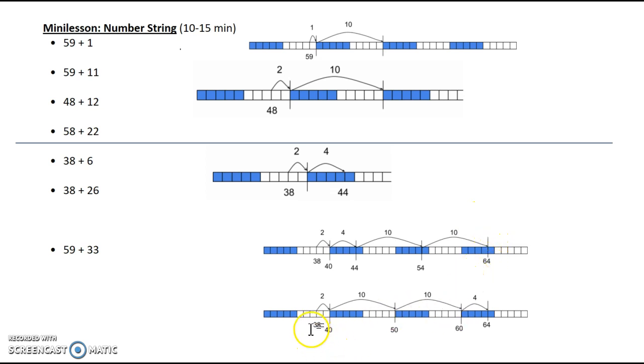An alternate way to consider this is starting at 38, making a leap of 2 to get to 40, then make your decade jump. So 10 to 50, 10 to 60, and then add on the 4 more. So here you're splitting the 6 up in the beginning of the problem and the end of the problem. You really have to hold on to those numbers in order to be successful with this one. But it makes those decade leaps a lot easier.